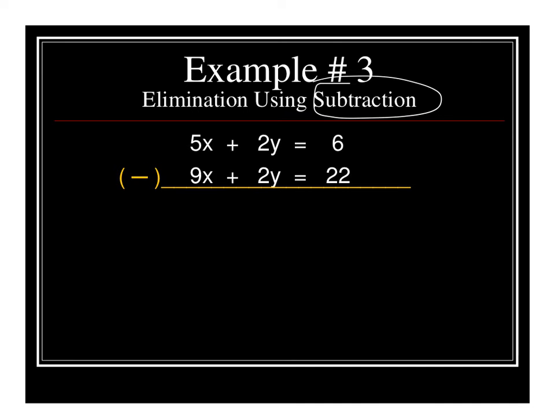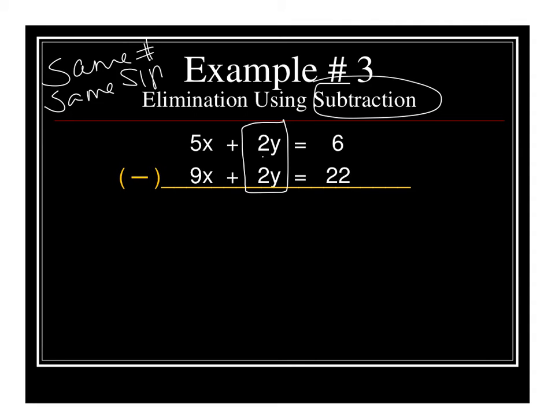Well, you use it when the coefficients of your variable are the same number and the same sign. So your coefficients have the same number and the same sign, and then we're going to use subtraction. Now here, subtraction is tricky because most people forget about that minus sign being out in front.